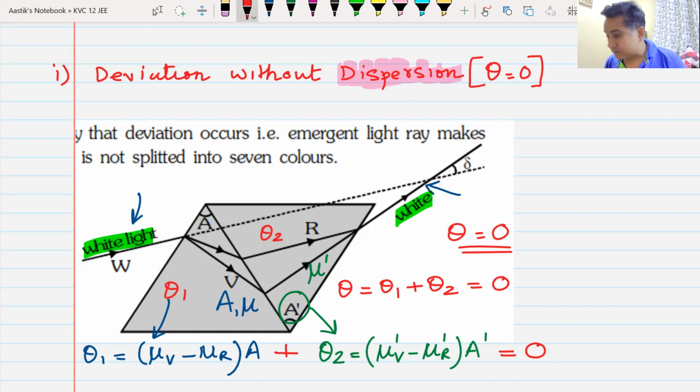the prism angle of the first prism. Where is theta 1? Theta 1 is the dispersion of the first prism and theta 2 is the dispersion angle of the second prism. We have discussed theta in the previous class, yes or no? Angular dispersion. So theta 1 is the angular dispersion of the first prism and theta 2 is the angular dispersion of the second prism.